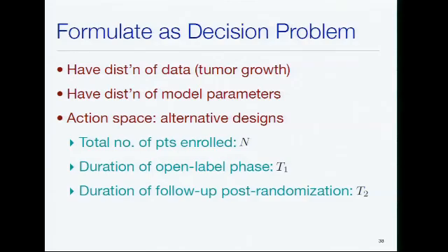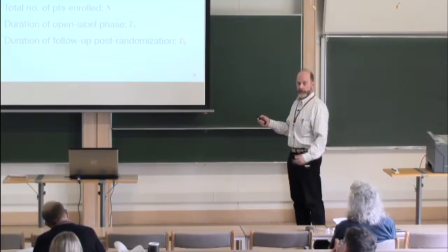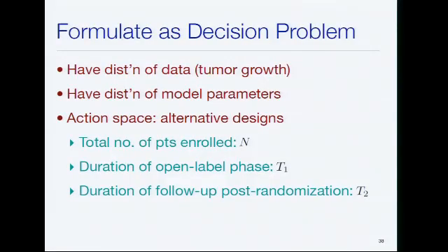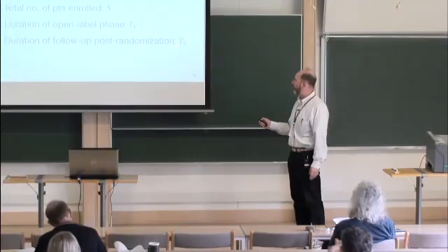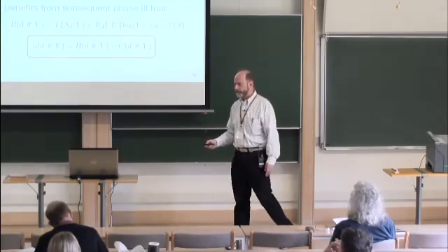So now we want to formulate this as a decision problem. We have a distribution of data based upon the historical information that will allow us to predict future tumor growth in future patients. We have a distribution of model parameters, again, coming from historical information. And we have an action space of alternative designs. Those alternative designs would consist of how many patients we enroll, how long we follow patients during the open label phase, and how long we follow them during the post-randomization phase.